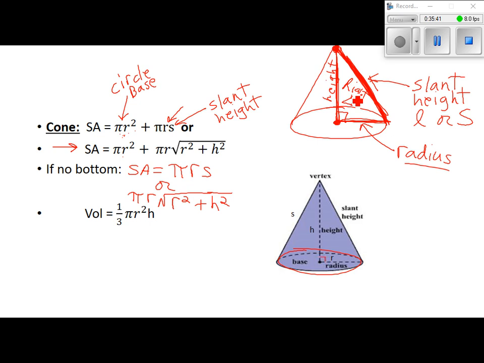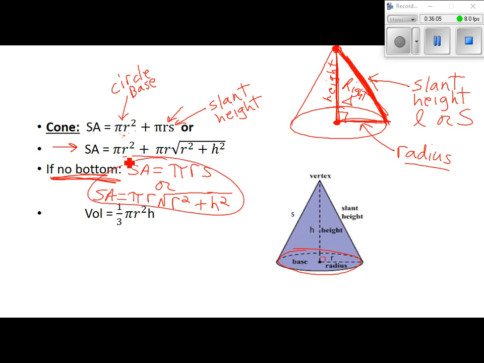That's all for surface area. So if you find the surface area, you've got to read the problem carefully and know if you have a bottom. Like again, a funnel wouldn't have a bottom. So if we were trying to find the surface area of a funnel, then we would just be using one of these two formulas.